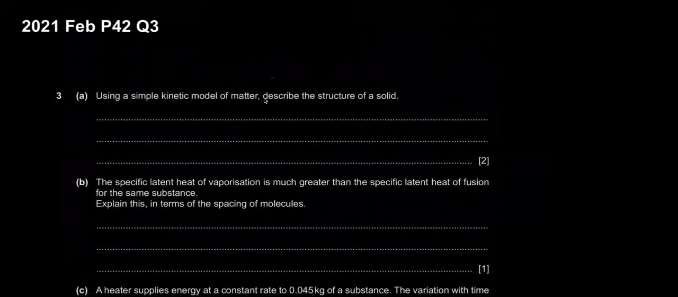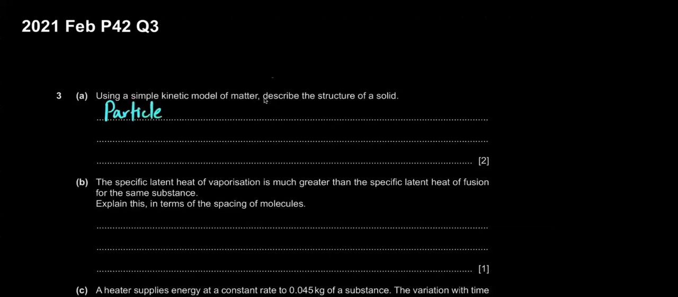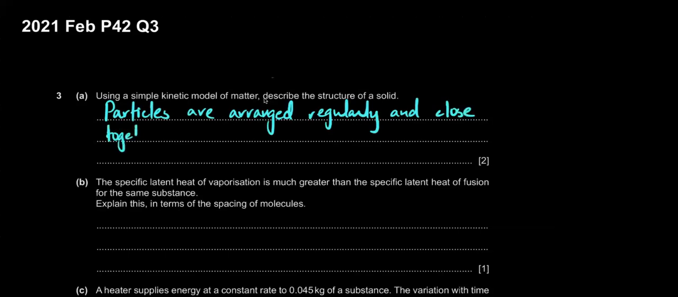So again, always with the kinetic model of matter, for any state of matter, you can talk about two things. One of those is the arrangement of the particles and another is the movement. So I can say that particles are arranged regularly and close together. So this is the point about the structure, and then about the movement, I can say that particles are vibrating about their fixed positions.